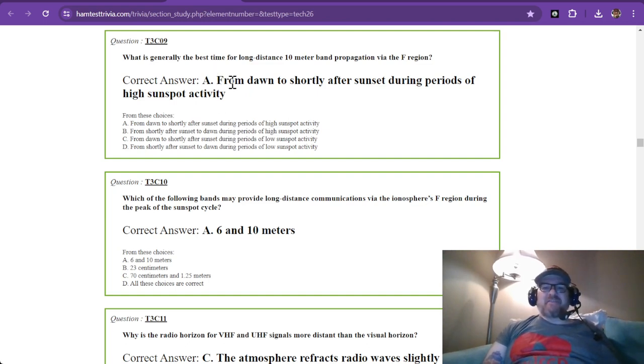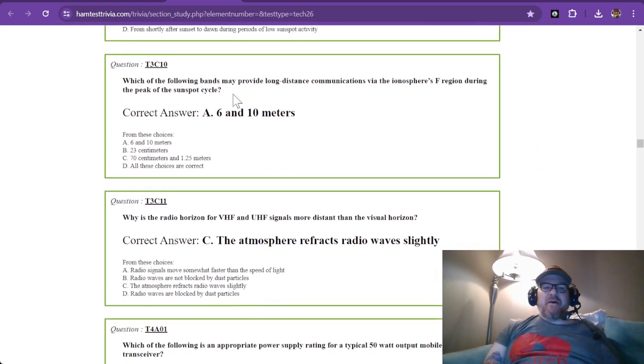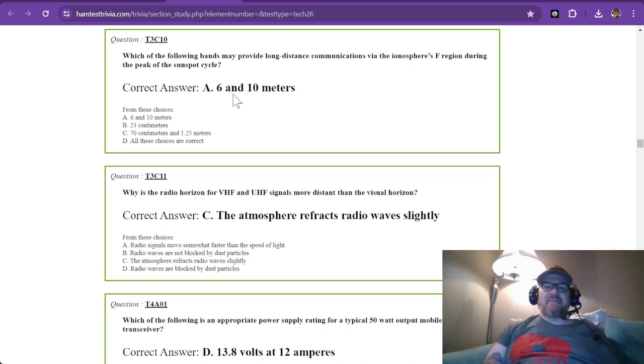So the answer is from dawn to shortly after sunset during periods of high sunspot activity. And as I'm recording this, we are at some of the peak of solar cycle 25, and 10 meters is exciting at times. Which of the following bands may provide long distance communications via the ionosphere's F region during the peak of the sunspot cycle?